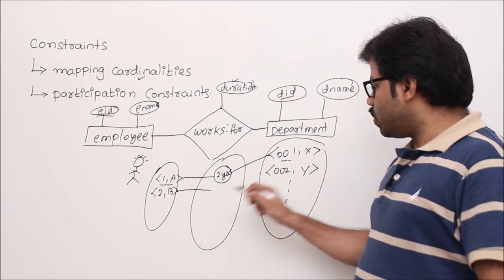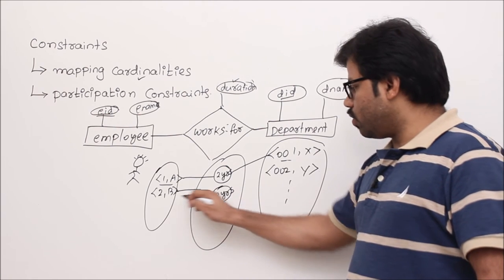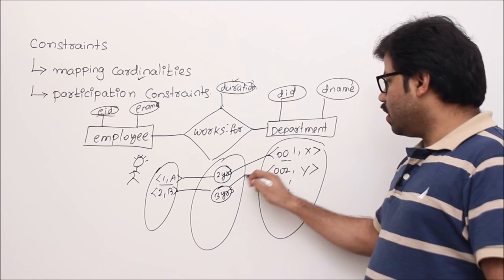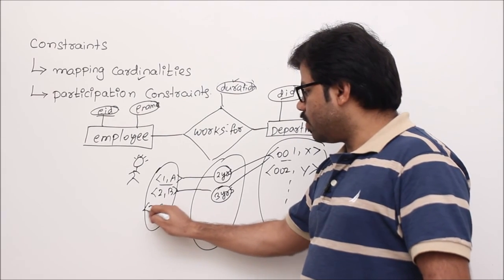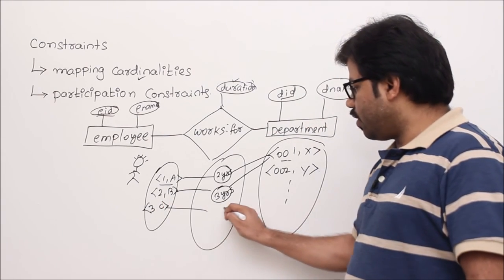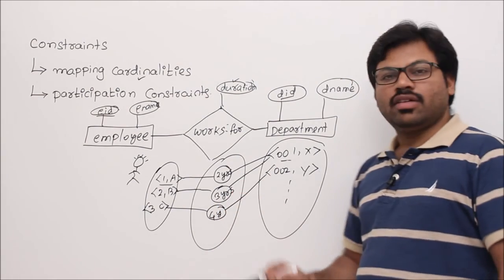Similarly, let's say 2 wants to work for 001 for 3 years, we write like this. So 2 comma B is working for 001 for 3 years. Similarly, let's say 3 comma C, right? Let's say he is working 4 years in department 2. So this is the mapping.